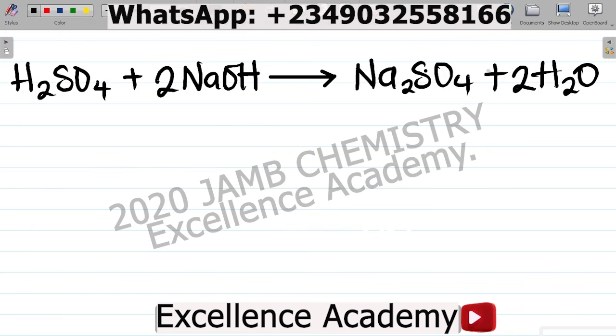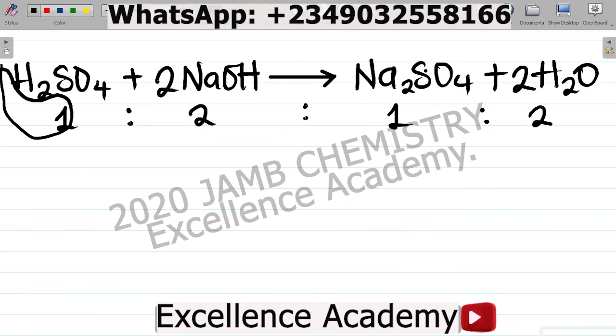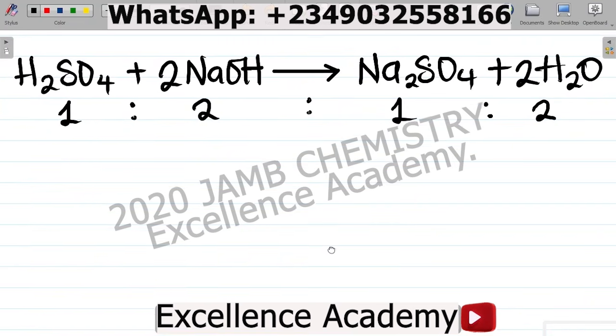If I do my molar ratio comparison, this is 1 is to 2 is to 1 is to 2. So you have 2 as the number of moles here. You have 1 here. You have 2. That's why you have the 2 here. And then you have 1. There's 1 here. That's why you have this 1 here. So basically, let's just call it coefficients. The number before each of the compounds is what I'm writing here. So that's the first thing you do.